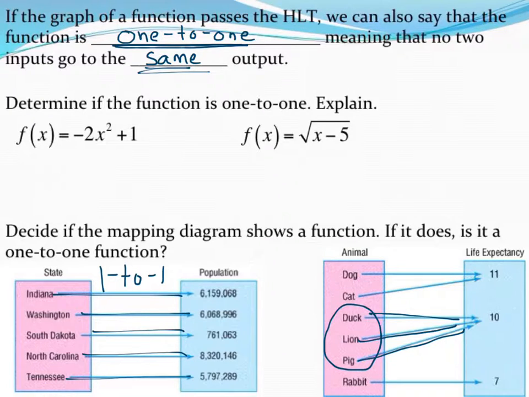So to determine if a function is one-to-one, just graph it and see if it passes the horizontal line test. I'm just going to make a rough sketch of what this looks like rather than getting my graphing calculator out. Although if you don't recall what these graphs look like, you can certainly graph them.